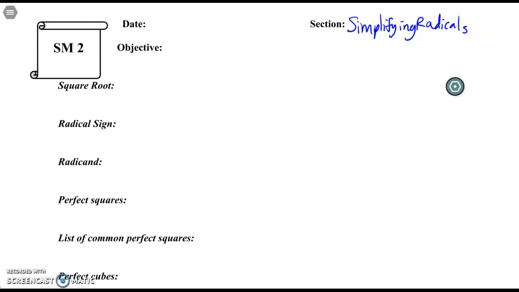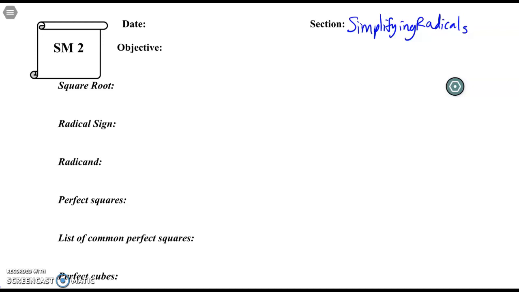Okay, in this video, we're going to talk about simplifying radicals. So before we even get into that, we need to get a bunch of vocabulary words out. So pull out your note packets or a piece of paper so you can take some notes on all of these vocab words about simplifying radicals.